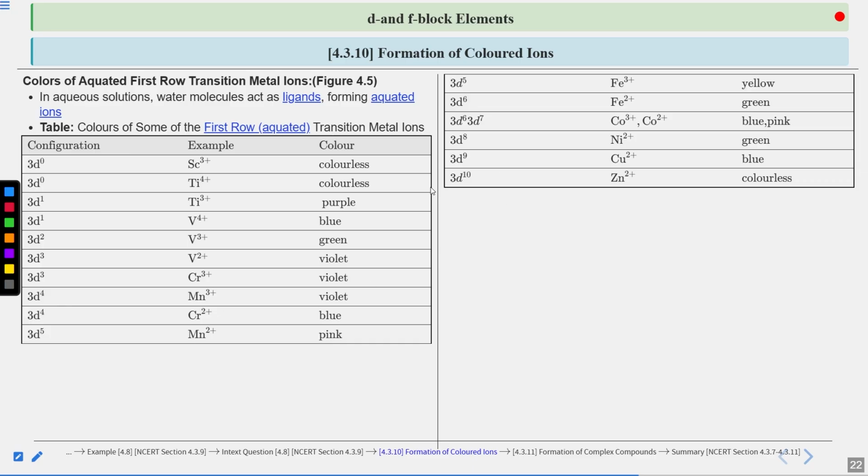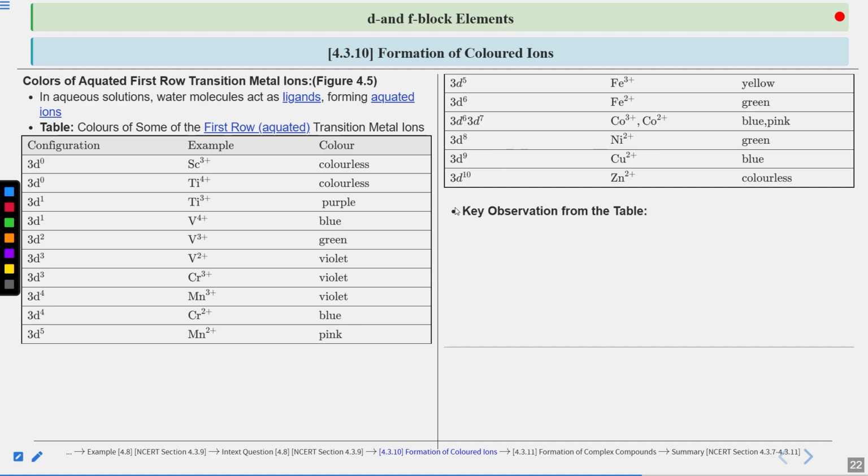And d10 you can see here for zinc 2+. Zinc 2+ has d10 configuration. That means all the electrons are paired, and the d10 configuration is a very stable filled configuration, so it is also going to show a colorless compound, because no excitation of electrons from a lower to a higher energy level will happen in this case. Other than that, every first row transition metal ion in the aquated form shows various colors.